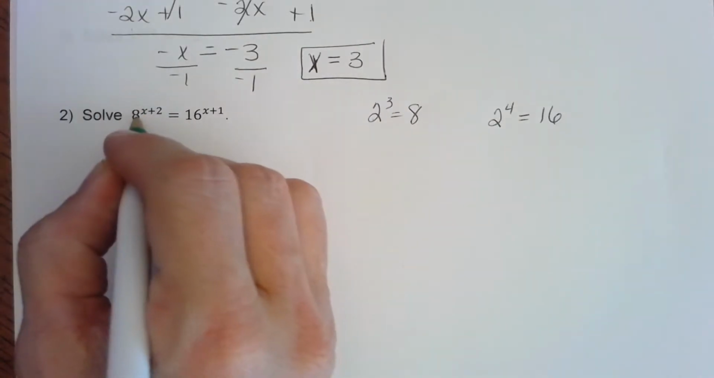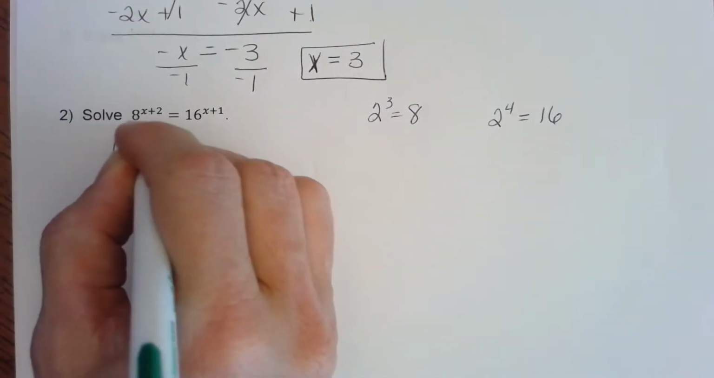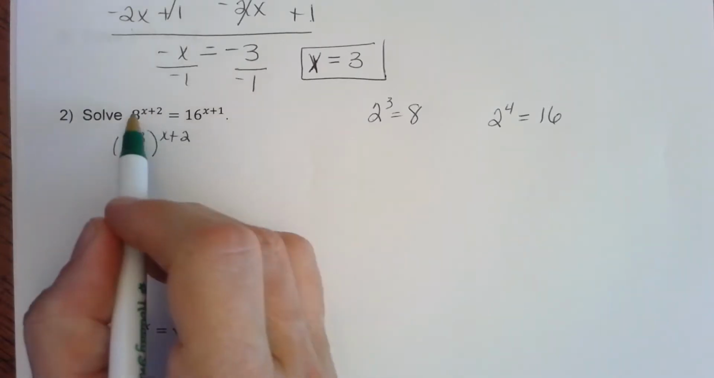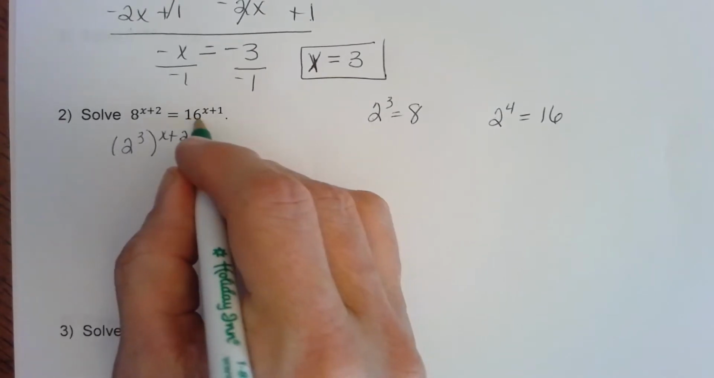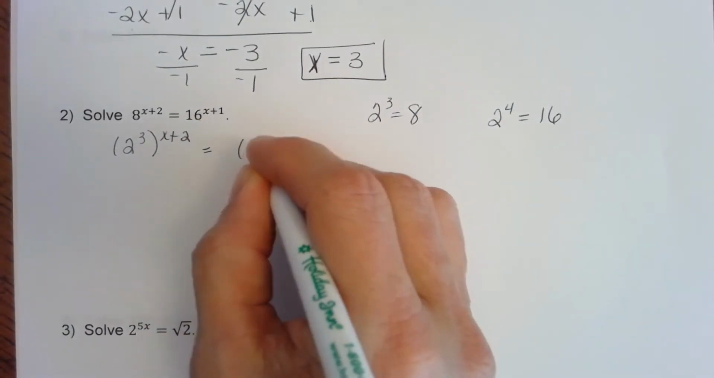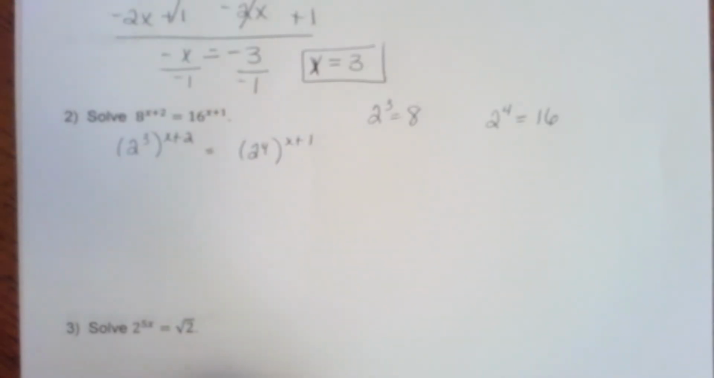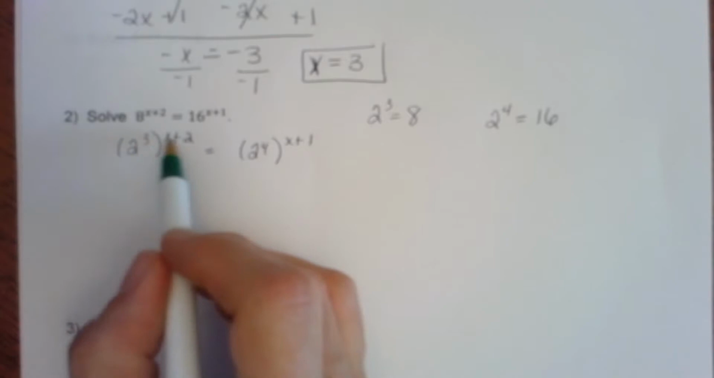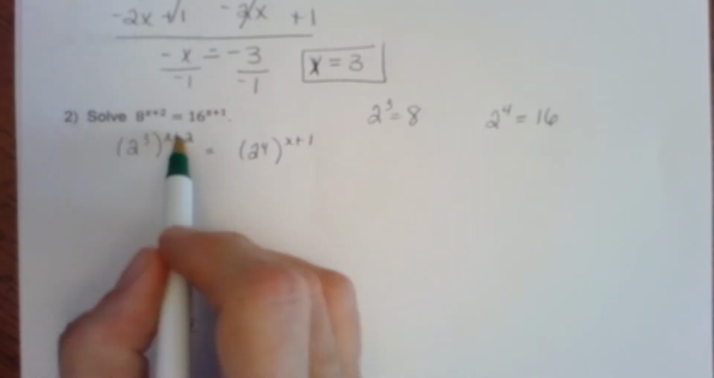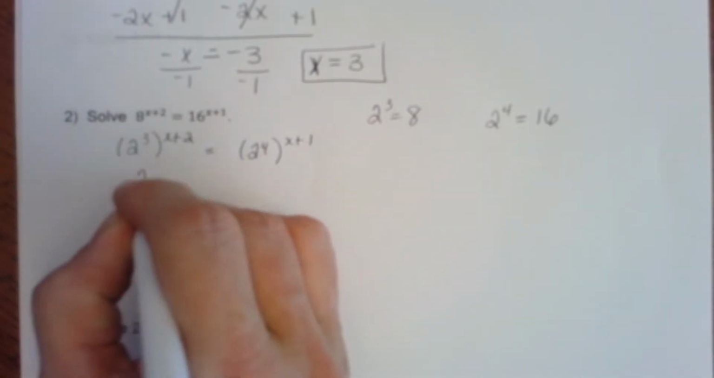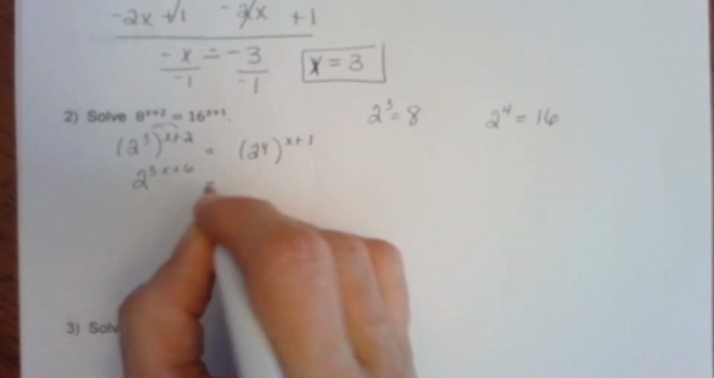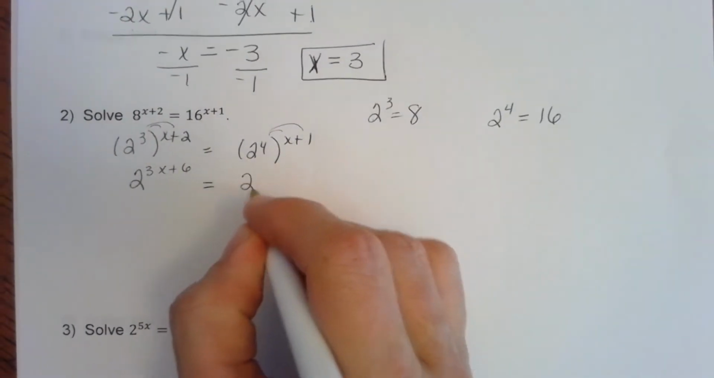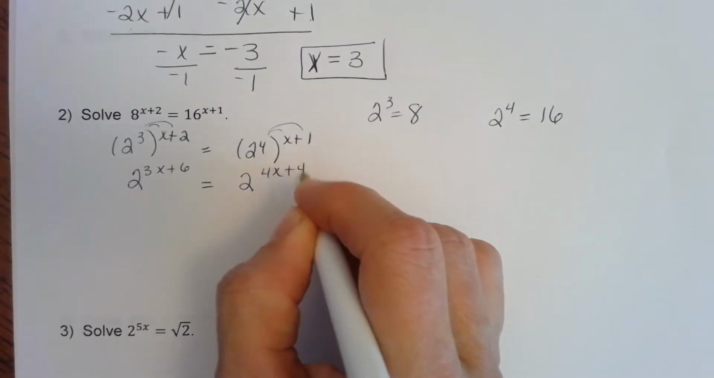So what I want to do is change 8 to 2 cubed. So all I did was change 8 to 2 cubed. Everything else is the same. I want to change 16 to 2 to the 4th power. Everything else is the same. So whenever you have a power to a power, don't you multiply the powers? So this is really 2 to the 3x plus 6, right? This one is 2 to the 4x plus 4.